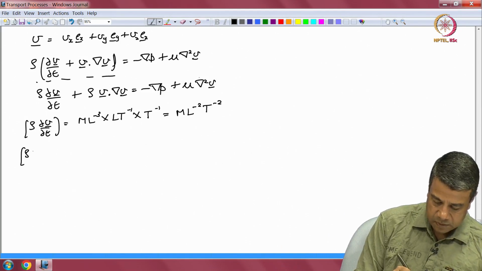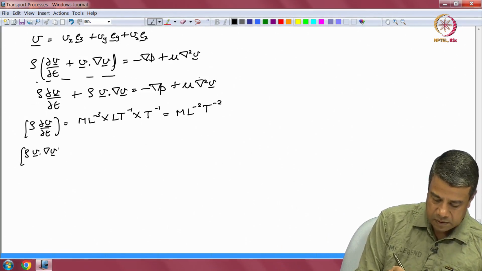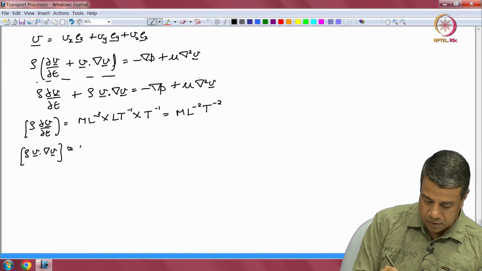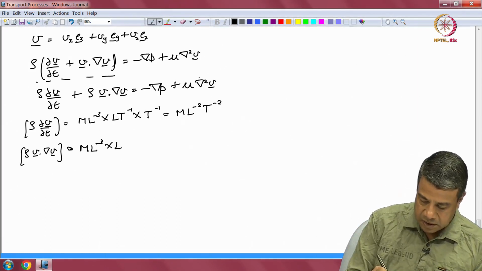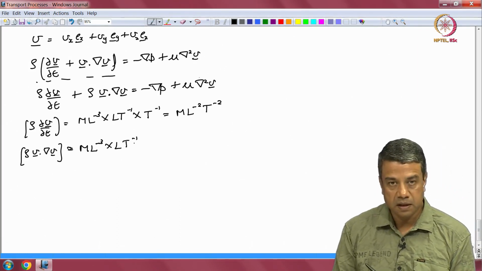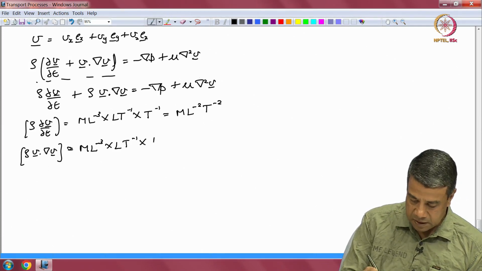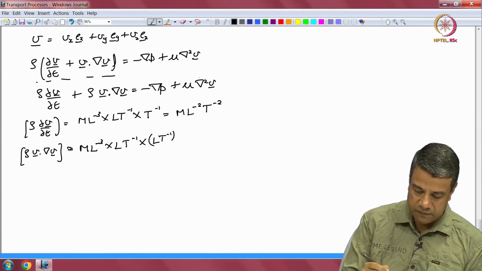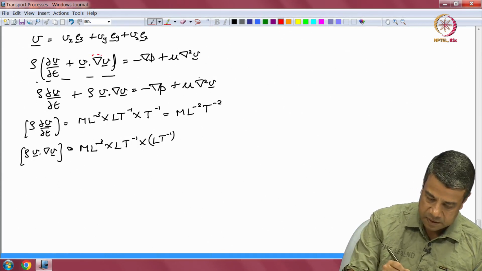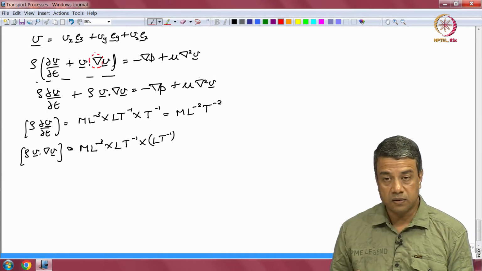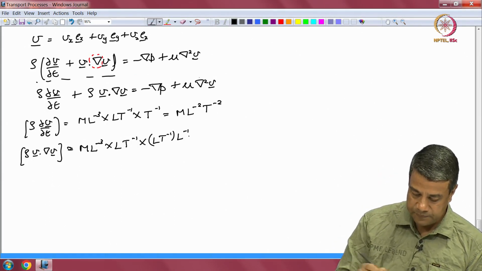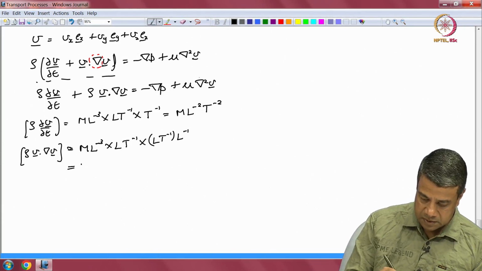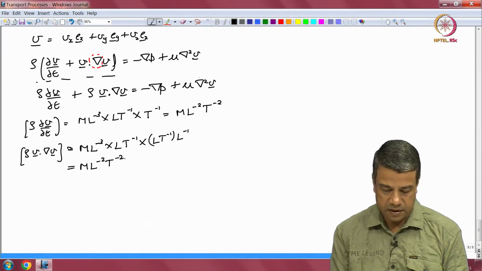Second term, rho v dot grad v. Rho is m L power minus 3. V is L t inverse. I have another velocity L t inverse, and I have this gradient operator here. Gradient has dimensions, as I told you, of length inverse, because it is a derivative with respect to distance. And this also has the same dimension m L power minus 2 t power minus 2. You can easily verify that.